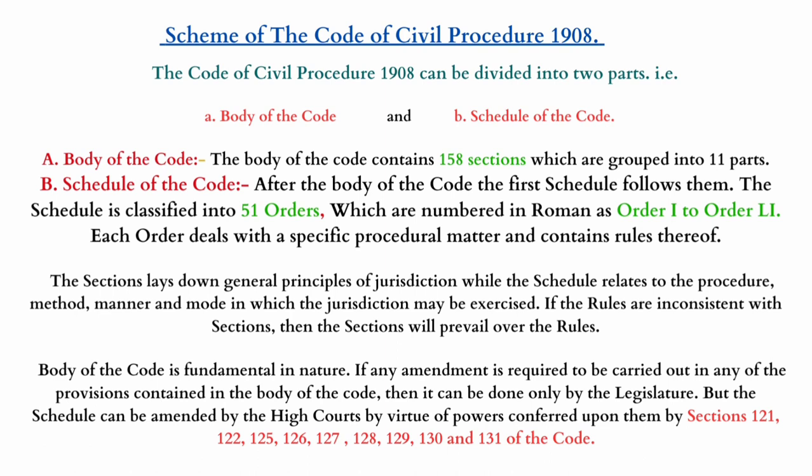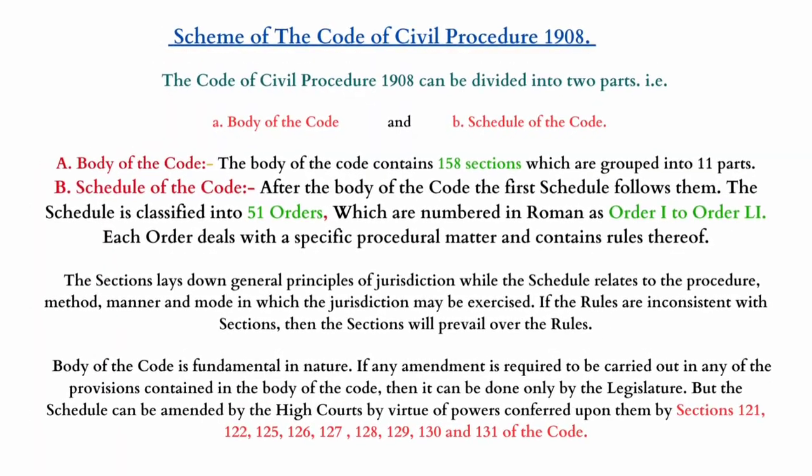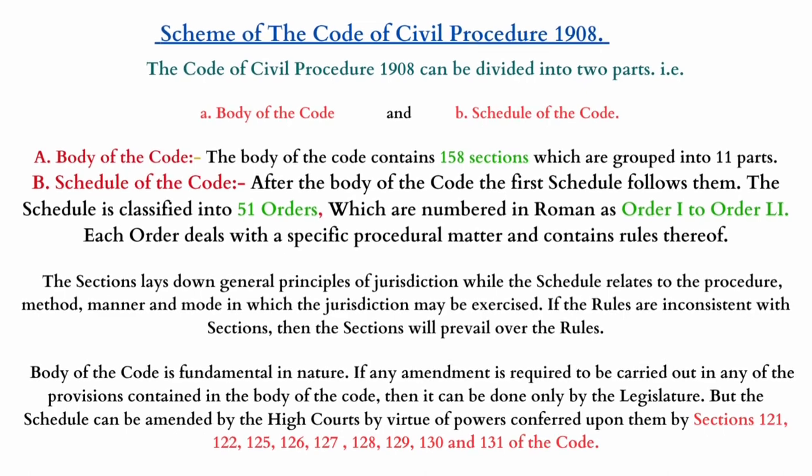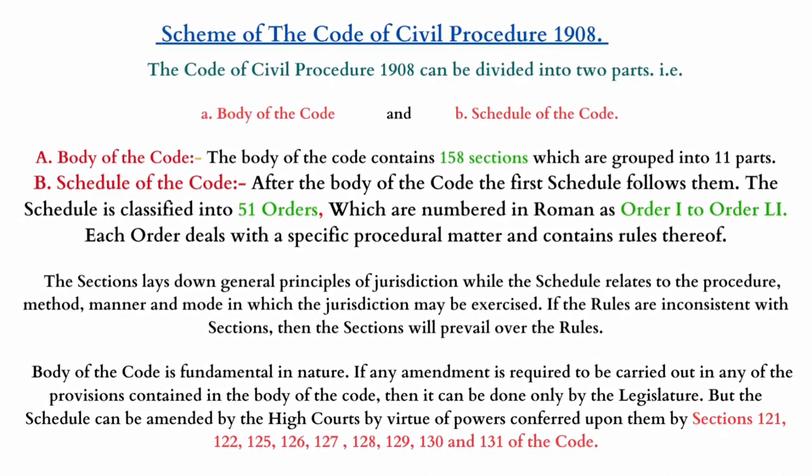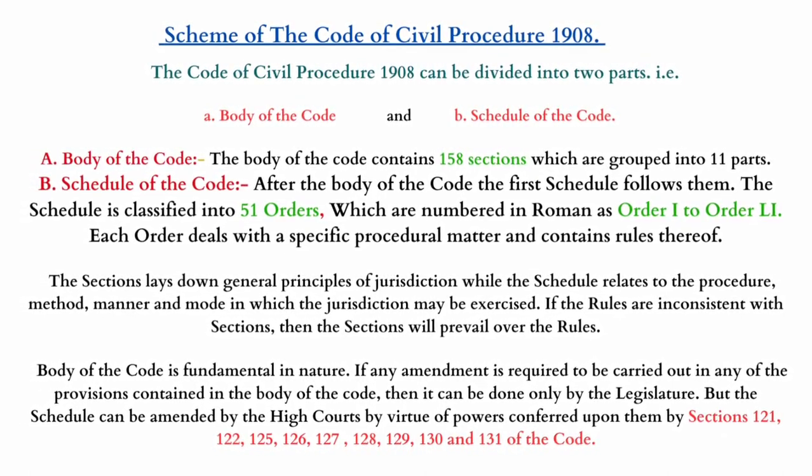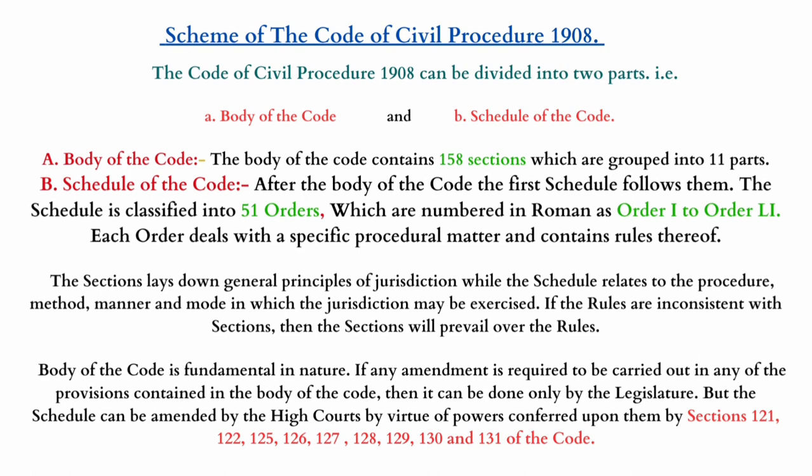After the body of the code, the first schedule follows. The schedule is classified into 51 orders, which are numbered in Roman as Order I to Order LI. Don't confuse yourself, Order LI means Order 51 as per Roman numeral. Each order deals with a specific procedural matter and contains rules thereof. The sections lay down general principles of jurisdiction, while the schedule relates to the procedure, method, manner and mode in which the jurisdiction may be exercised.